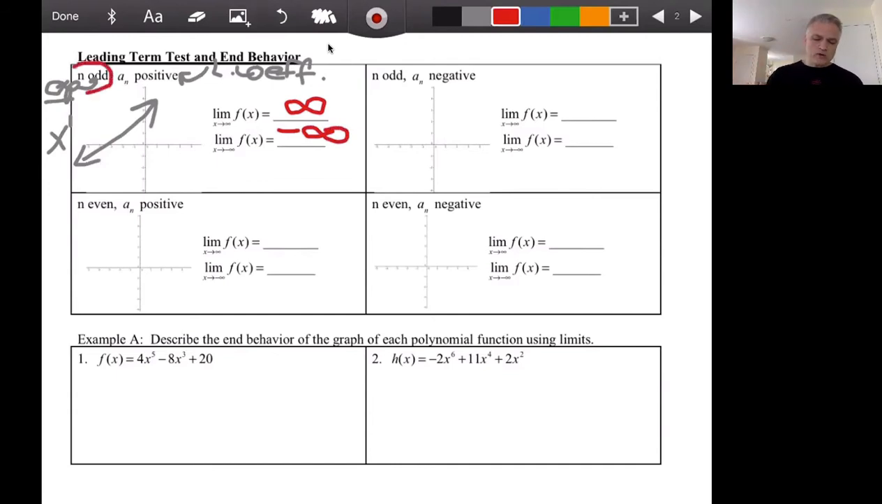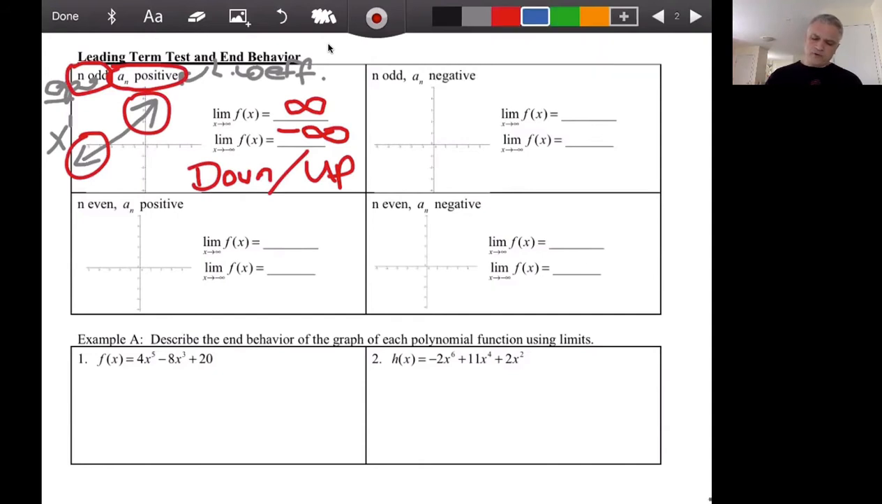When your exponent, or your degree, is odd and your coefficient is positive, then you're going to have what we call a down-up graph. It means to the left it goes down when you go to the end of the graph. To the right it goes up as we go to the right end of the graph. So it starts down, it goes up. Okay, next one.